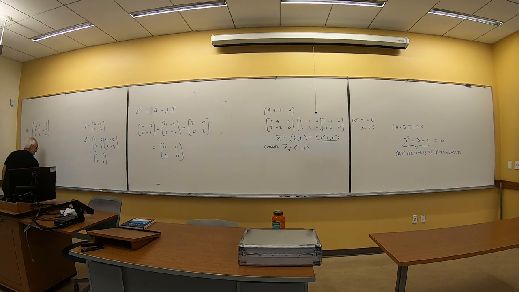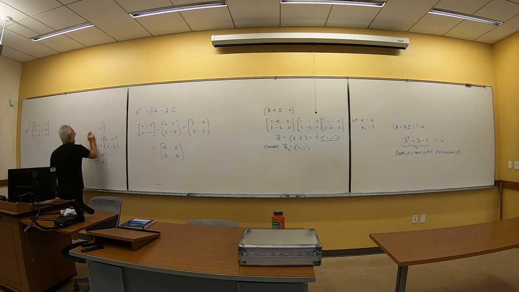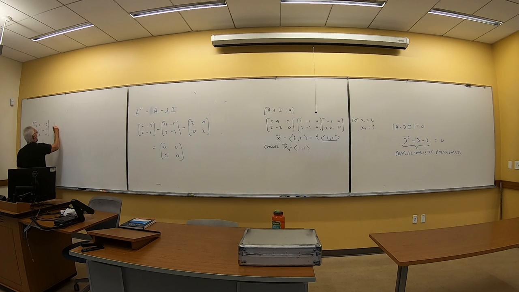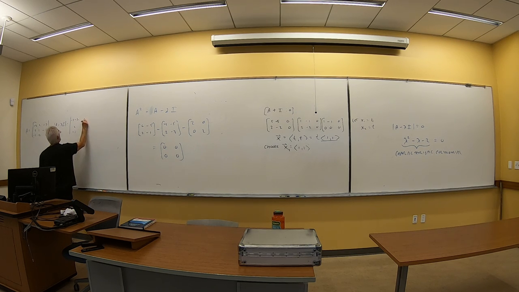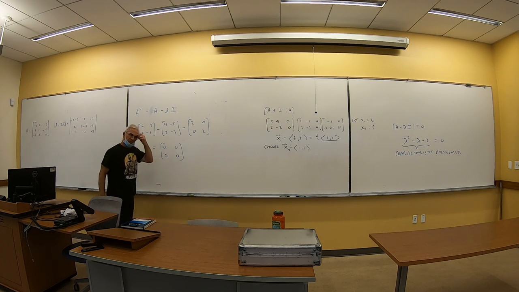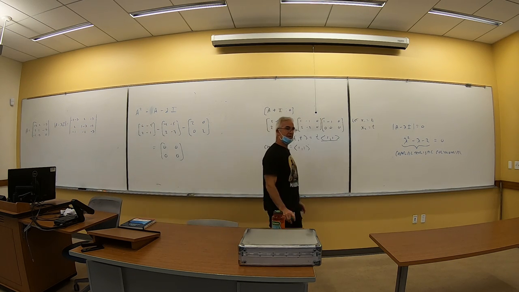So the very first thing I'm going to do in this problem is set it up. I'm going to do this as my very first step. So determinant of negative 2 minus lambda, 2, negative 1, 2, 1 minus lambda, negative 2, negative 3, negative 6, 0 minus lambda. Now it's a 3x3 determinant that I want to evaluate.